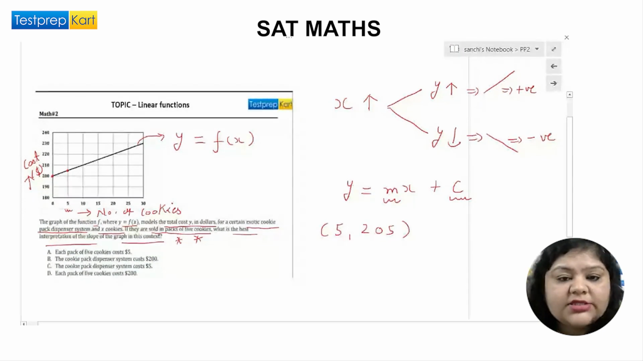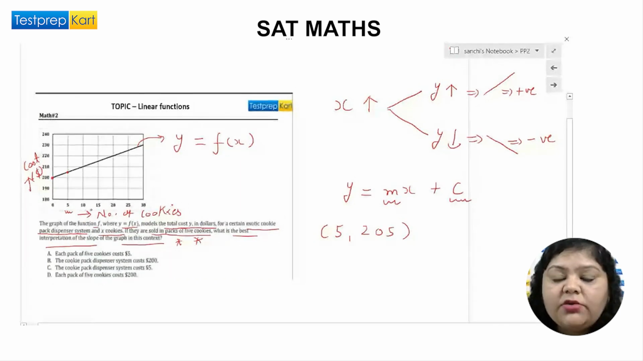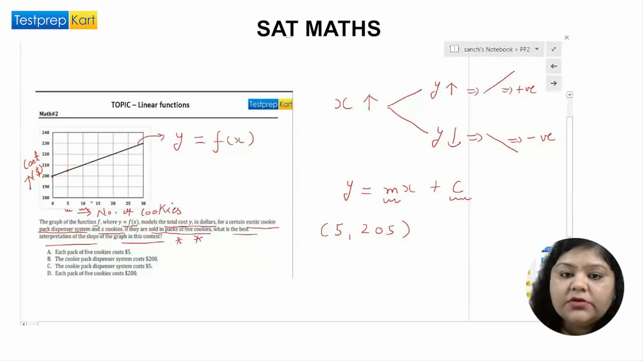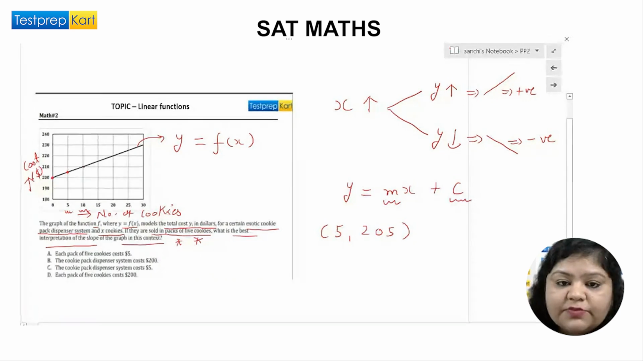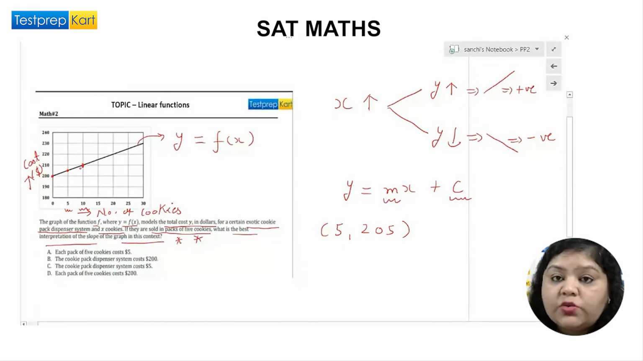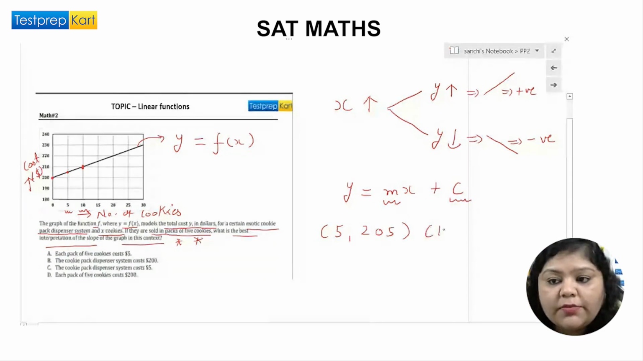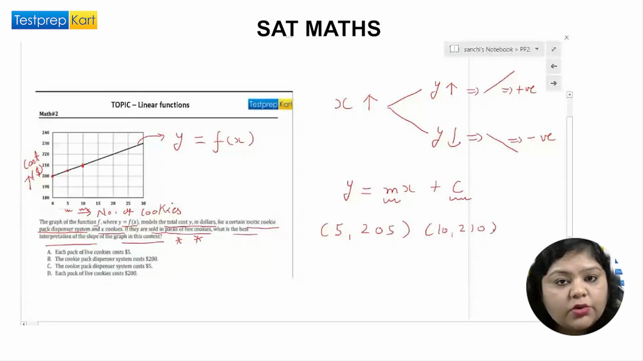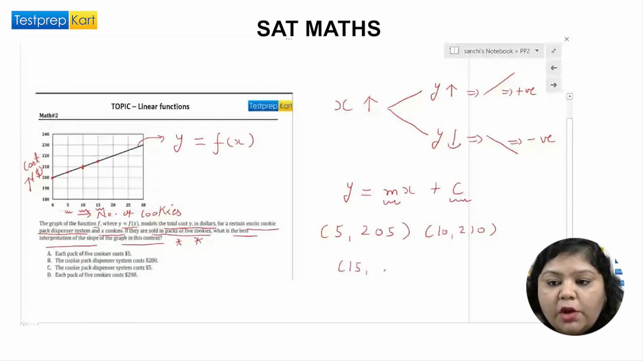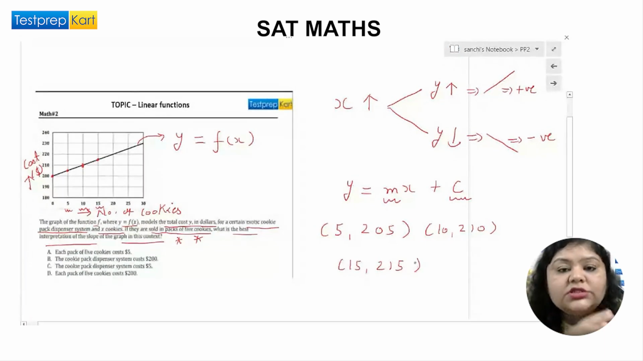Similarly, just check for 10 cookies, what is the cost of packing those many cookies? If I plot this point here, can't I say the cost is 210? For packing 10 cookies, the cost will become $210. So let me mark another point, 10, 210. Similarly, for packing 15 cookies, the y value comes here, which is of course 215. So let me mark this point here as well, 15, 215.